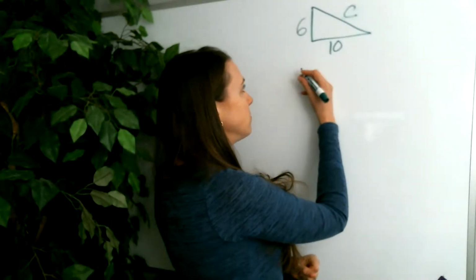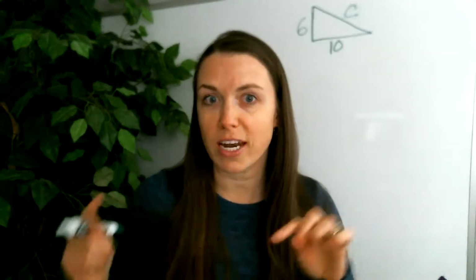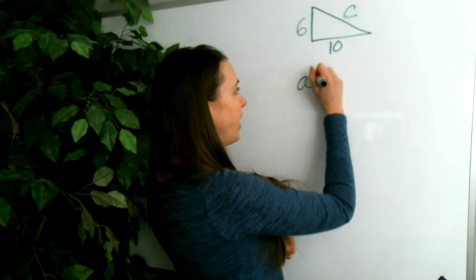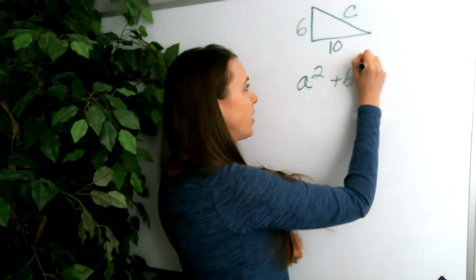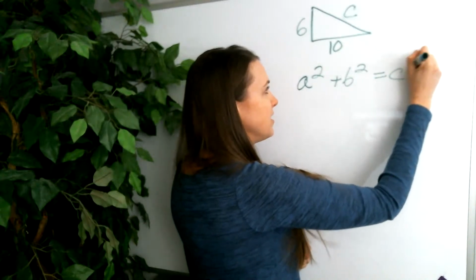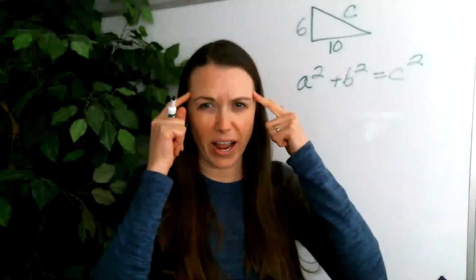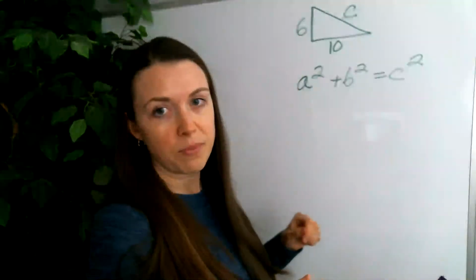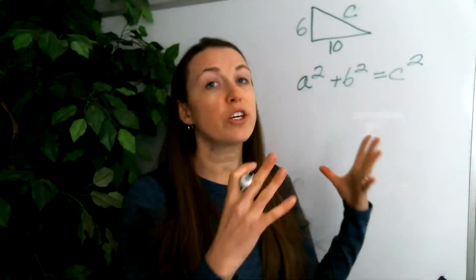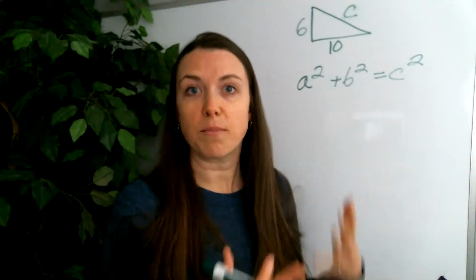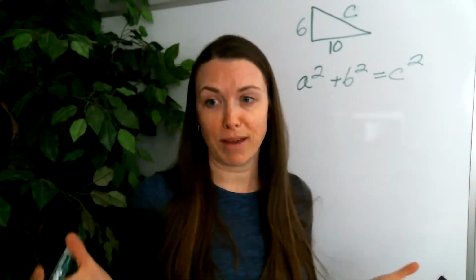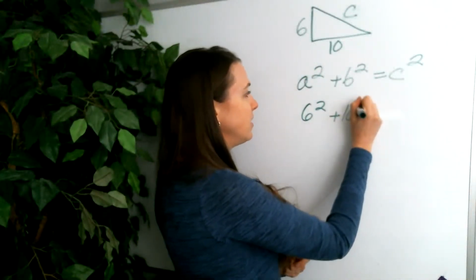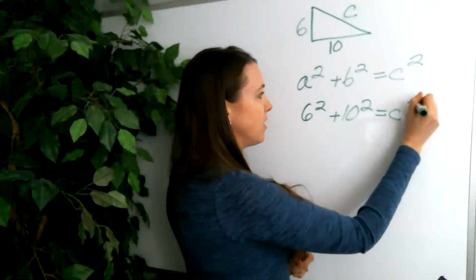So I want you to type in the chat. Do you remember the equation that I told you to memorize? Type it in the chat if you remember. A squared plus B squared equals C squared. Okay, you got it? Memorize that. Stick it in your brain. Okay, so it doesn't really matter which one is the A. Sometimes people say to do the smaller one as the A and then the bigger one as the B, but it really doesn't matter. Okay, so I have 6 squared plus 10 squared equals C squared.